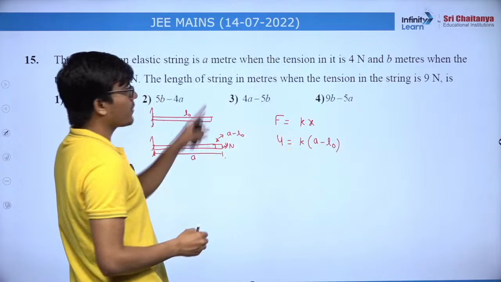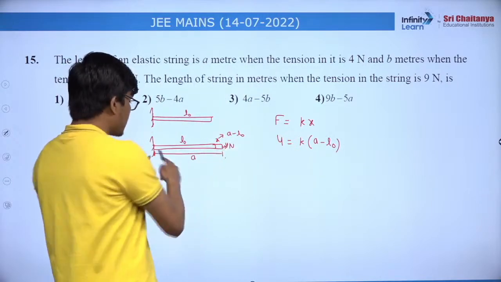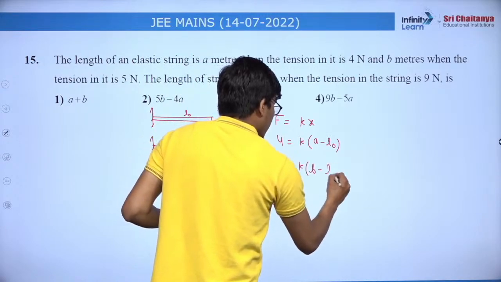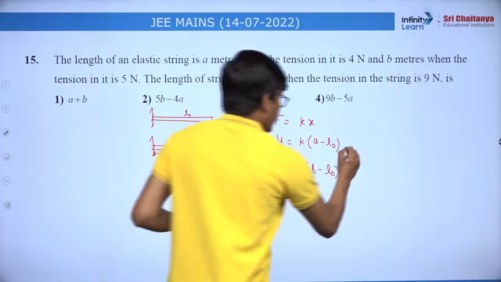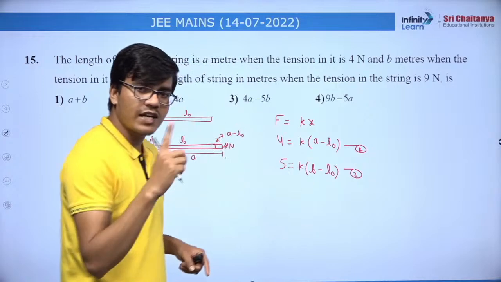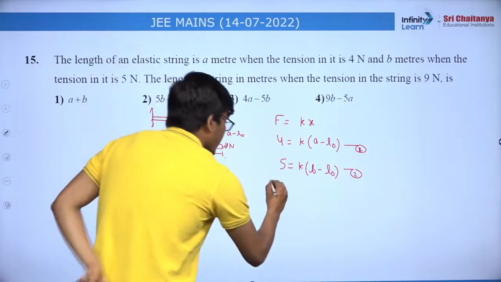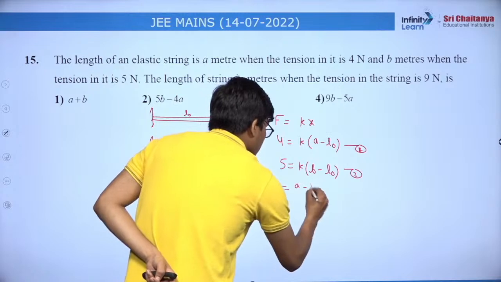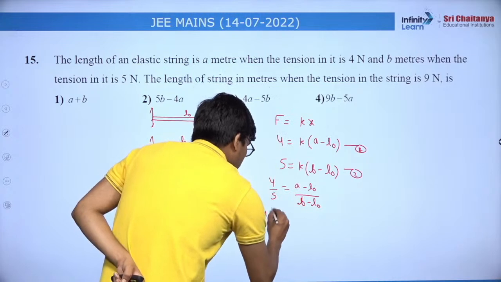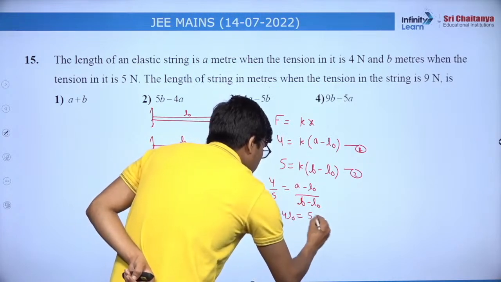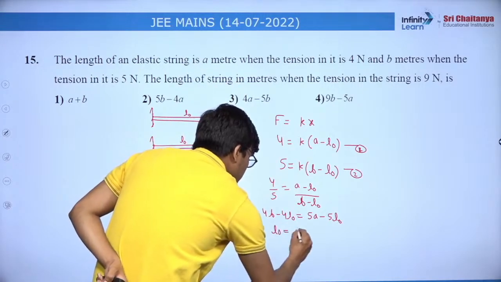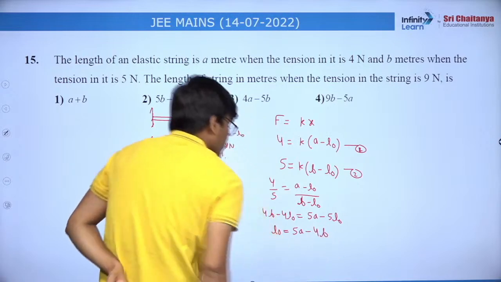In the same way, if I apply a force of 5 Newton, this length is b. So in case of 5 Newton, the total length will be b and natural length is L0. I have two equations and two variables. What are the variables? K and L0. Just divide them. So you will have 4b minus 4L0 is equal to 5a minus 5L0. You want the L0 value, right? So L0 is equal to 5a minus 4b.